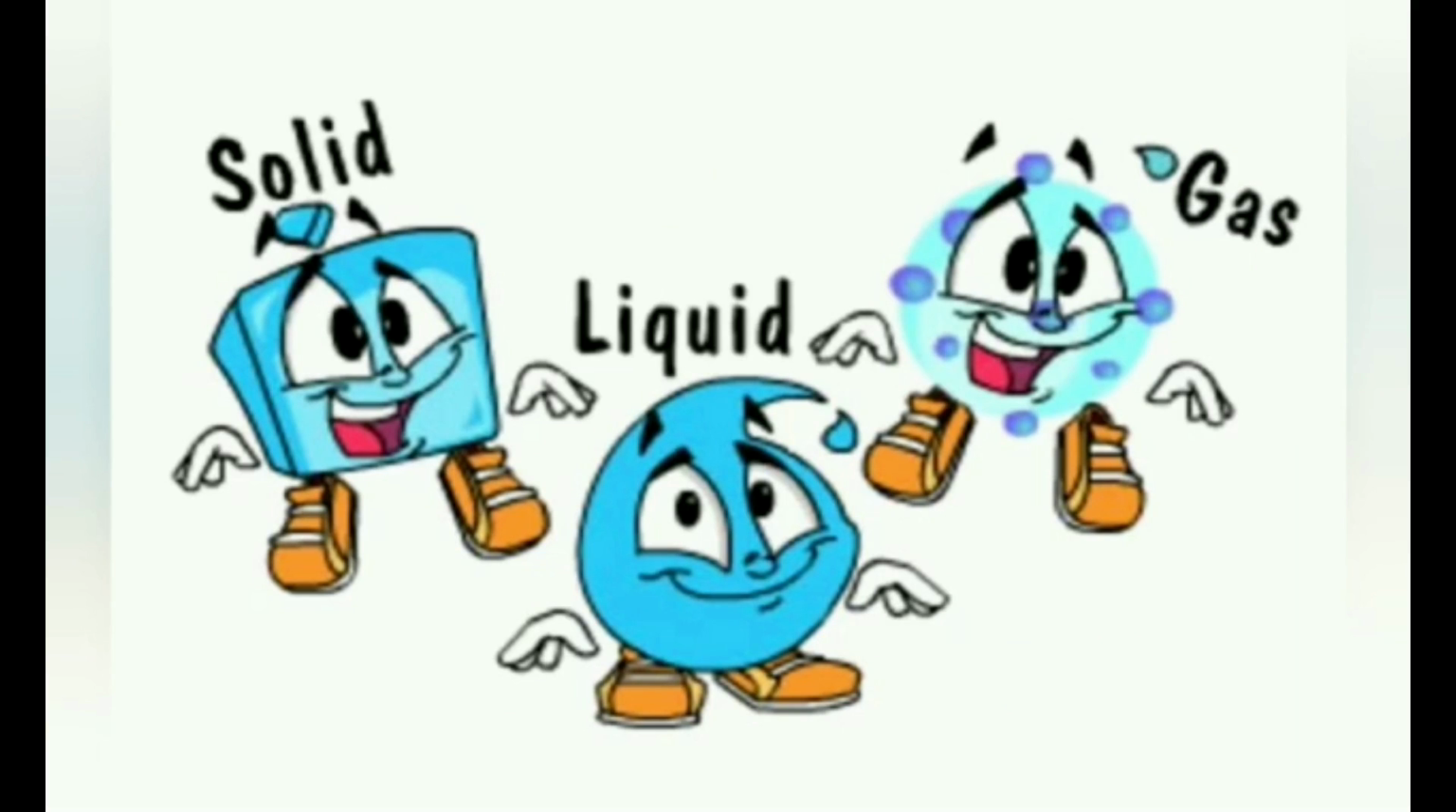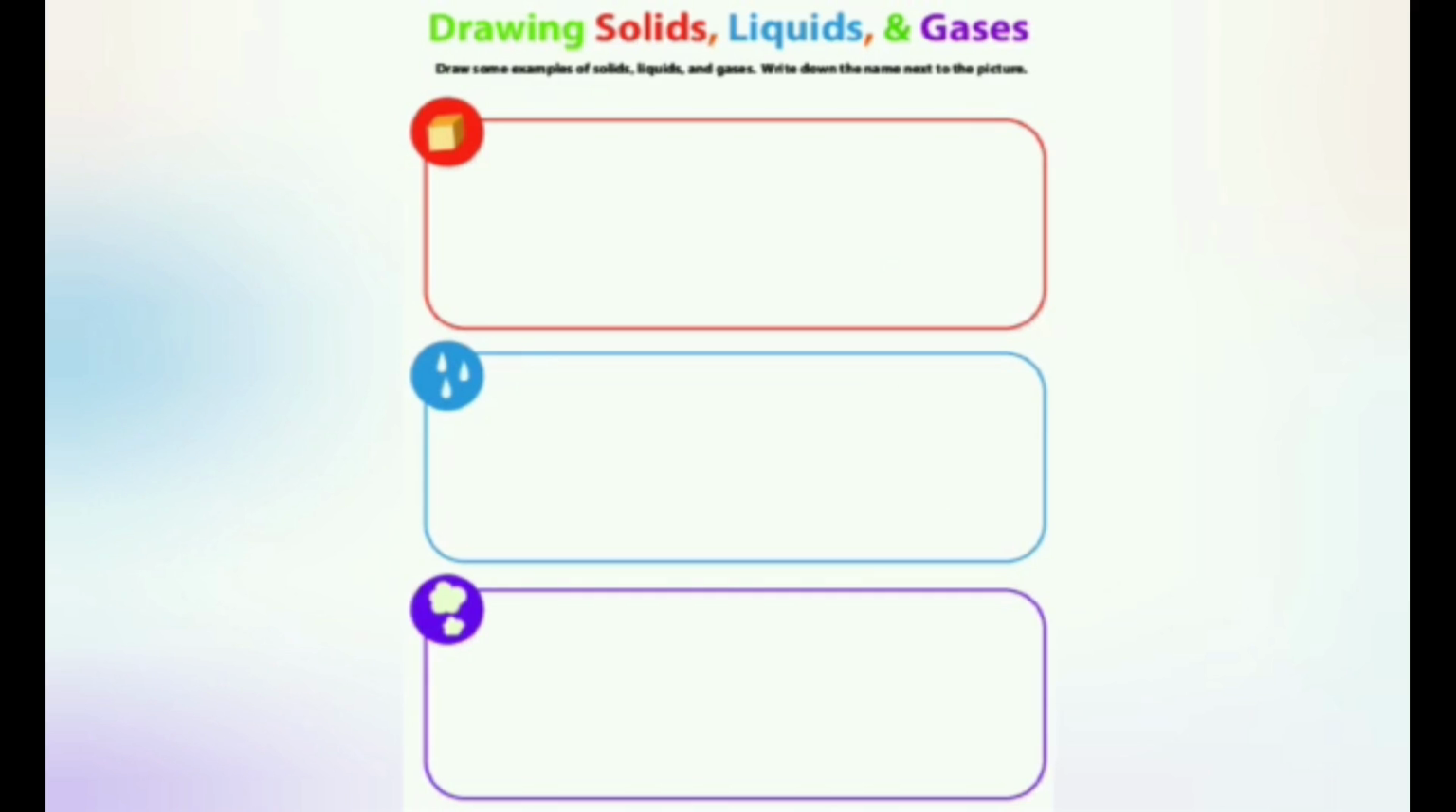Y'all have an activity. So y'all need to draw solid, liquid and gas. So find out the things around you which are solids. Try to draw it in the box and name it. So liquid same way and gases also.